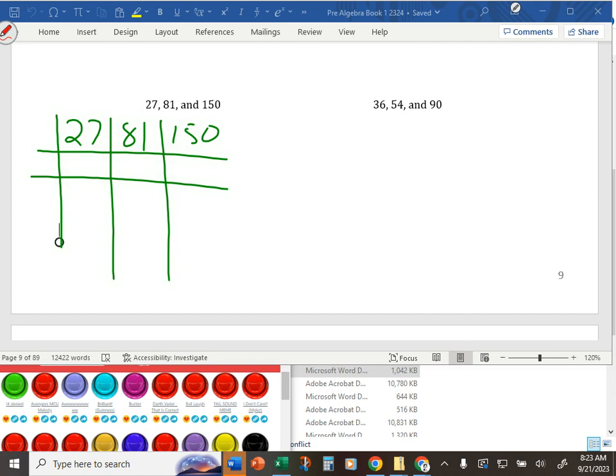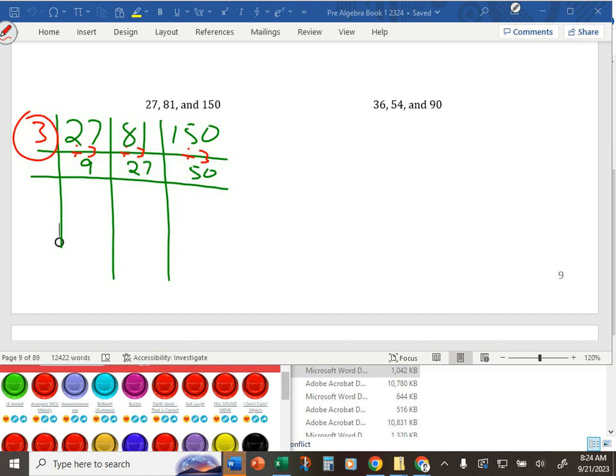Thank you. Matthew threw out 3. So divide by 3, divide by 3, divide by 3. 27 divided by 3 is 9. 81 divided by 3 is 27. 150 divided by 3 is 50. Just a little bit off. Is there a number that goes into 9, 27, and 50? No, there is not. Therefore, what is our GCF? 3. It is 3.